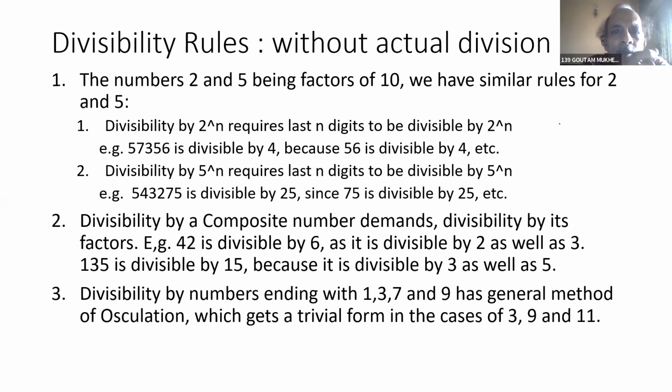Means that what I told, divisible by 2, only the last digit matters. I do odd and even numbers. So divisible by 2 means it is an even number. Right. Divisible by 4, the last 2 digits have to be divisible by 4. Similarly, 2 to the power n, suppose it is 2 to the power 3, which means 8. I want to do divisibility of 8, so the last 3 digits have to be divisible by 8.